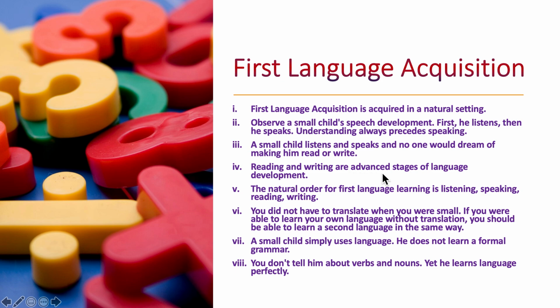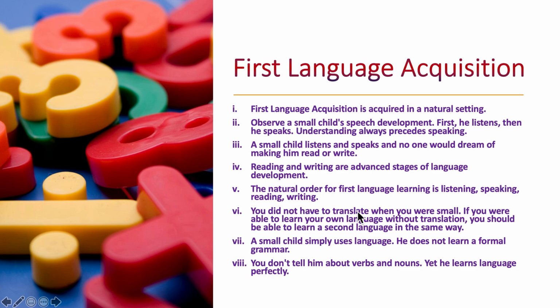Reading and writing are advanced stages of language development. Okay, the natural order for first language learning is listening, speaking, reading, and writing. So, the natural order of learning a language is first the child listens, then the child speaks, then the child begins to read, and then he writes. How did you learn Arabic? First, you listened for 2 to 3 years when you were a kid, then you started speaking, then you started reading the alphabet of Arabic, and then you started writing.